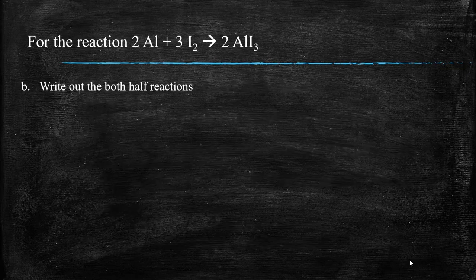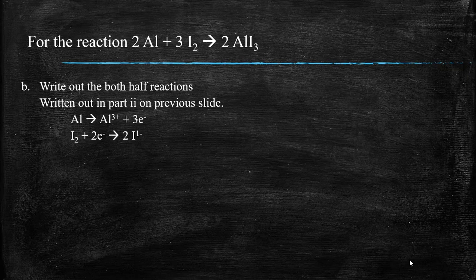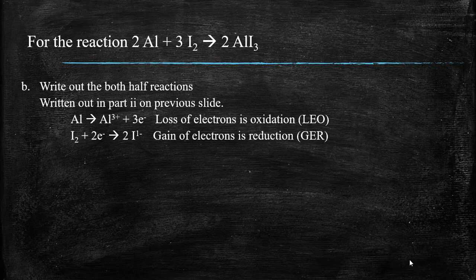The second question asks you to write out both half reactions, and we actually did that on part 2 on the previous slide. But to review that, the aluminum becomes aluminum ion plus 3 electrons, while the iodine takes in 2 electrons to become iodide. Loss of electrons is oxidation, gain of electrons is reduction.